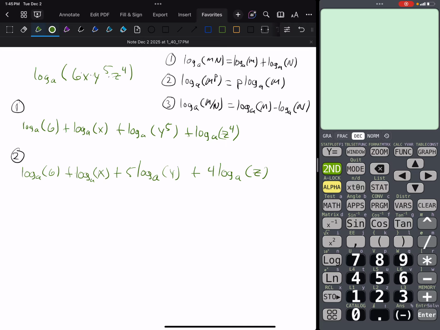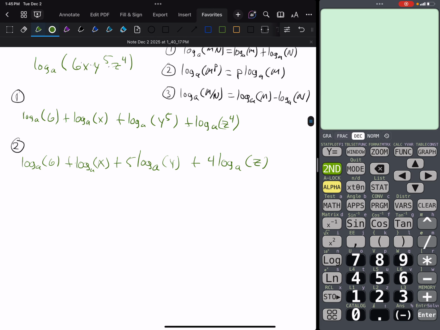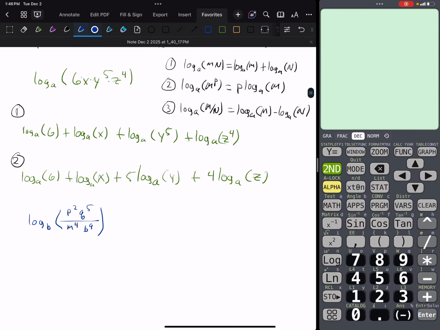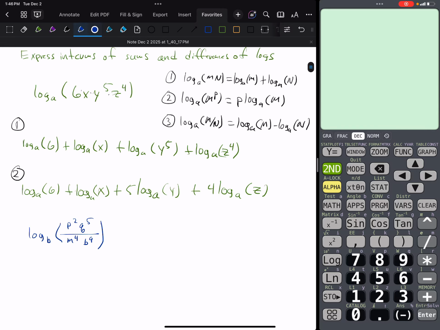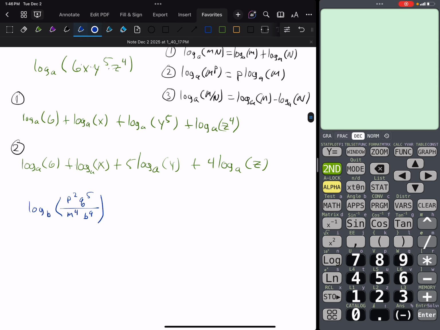Okay. Well, it wasn't a ton of fun, but it wasn't too awful. Let's take a look at another one. Let's look at log base b of p squared q to the 5th over m to the 4th and then b to the 9th. And let's do the same thing. Let's try to break this up into the sums and differences of logarithms, the same way that we broke this last one up into sums and differences of logarithms.